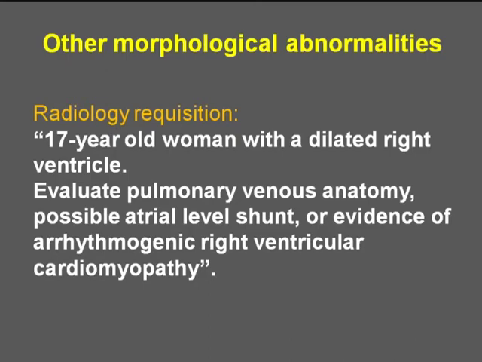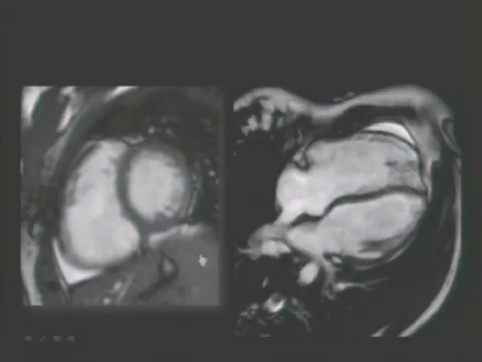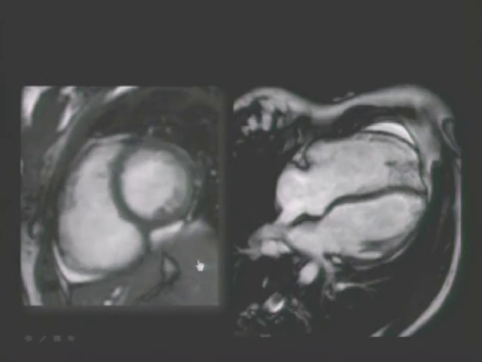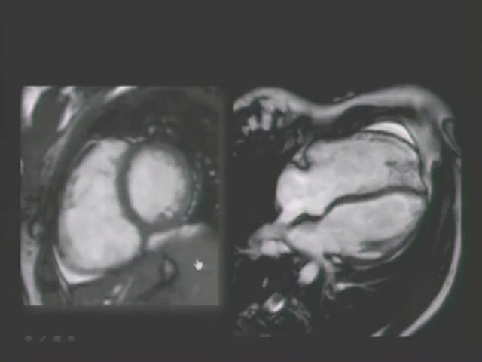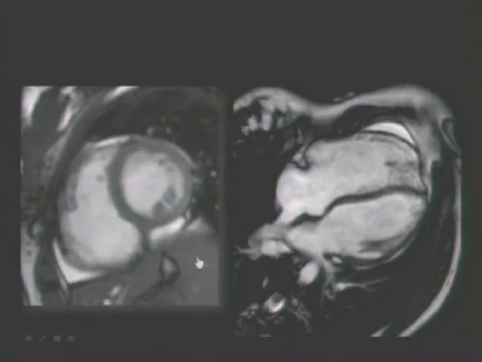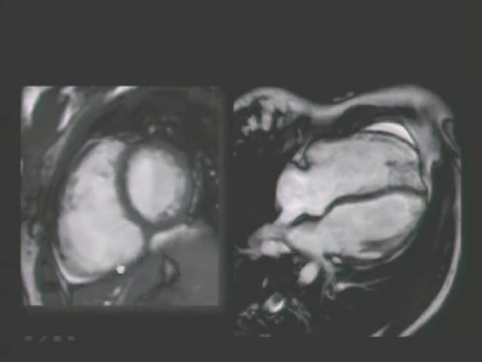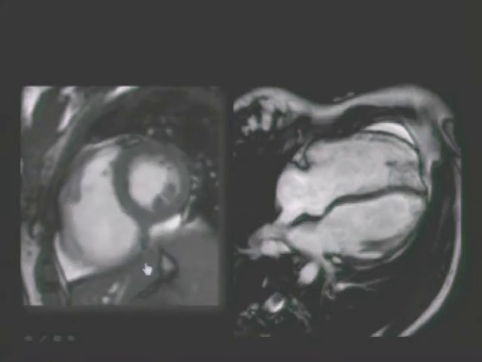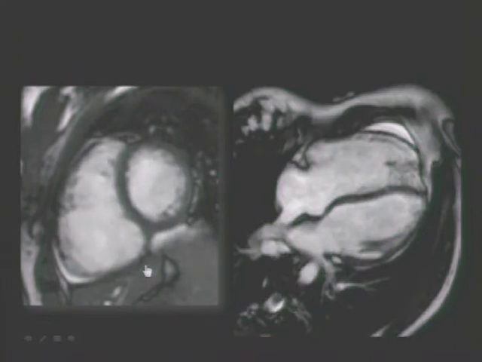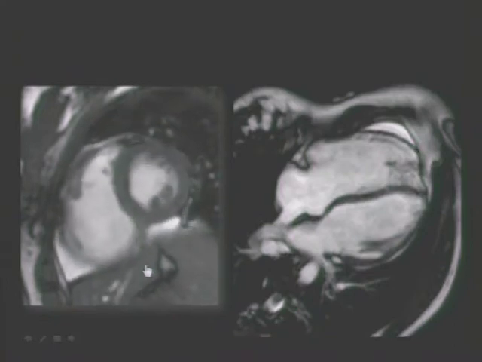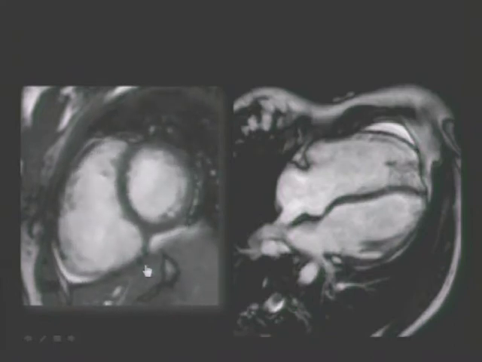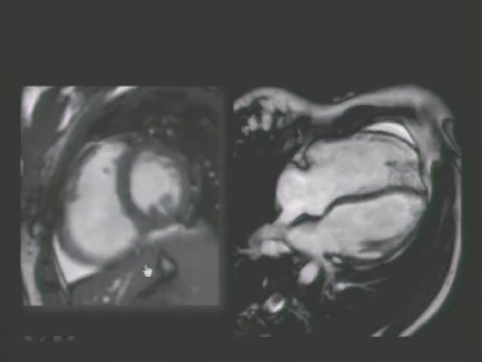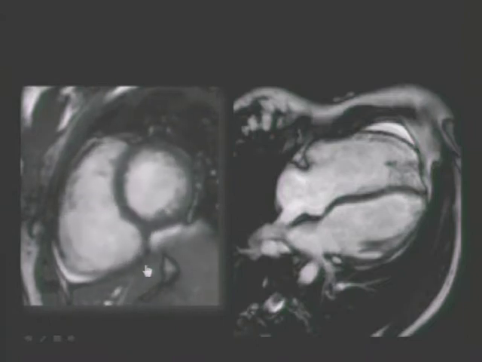So we set off with a big protocol. Now, this is a short axis stack that we did. These are cine steady-state free precession sequences. And sure enough, the right ventricle is dilated in this patient. I haven't shown you the whole stack, but you can take my word for it. There was no evidence for ARVD. The function was good. There was no focal wall motion abnormality, fat, or fibrosis or delayed enhancement.